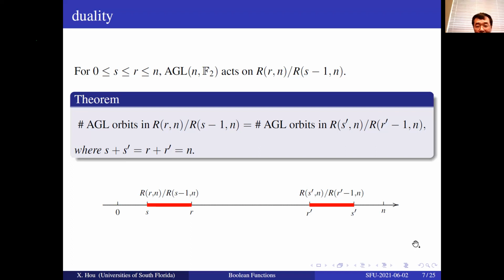So if you look at this picture, you have these two intervals, symmetric with respect to the midpoint between 0 and n. So the number of affine orbits in this quotient is the same as the number of affine orbits in the dual quotient. Okay, but the proof of this theorem is not too difficult. It's a basic linear algebra method. Okay, it's not difficult.